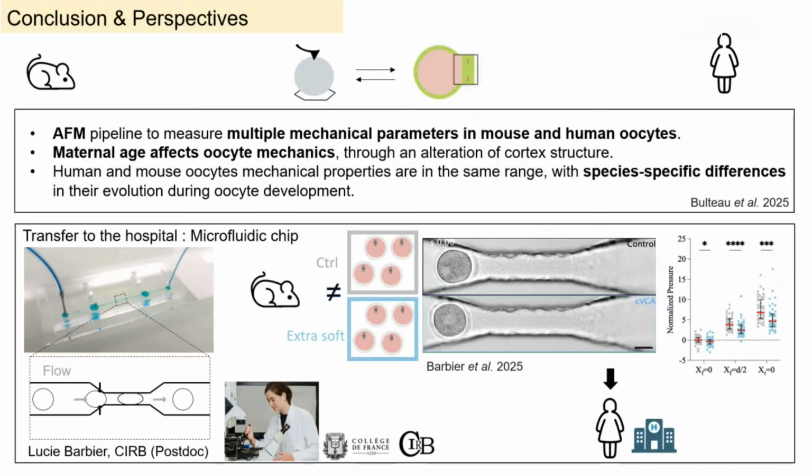Okay, it was just showing that the extra soft oocyte passes quicker than the control oocyte. And so this measurement doesn't affect the oocyte viability. So all this work has been done mainly by Lucie Barbier, a postdoc in our team. And so the next step of this project will be to try to adapt this chip to human oocyte, to try to use, in the really long term, the mechanics as a biomarker to assess the oocyte quality, maybe in hospital.